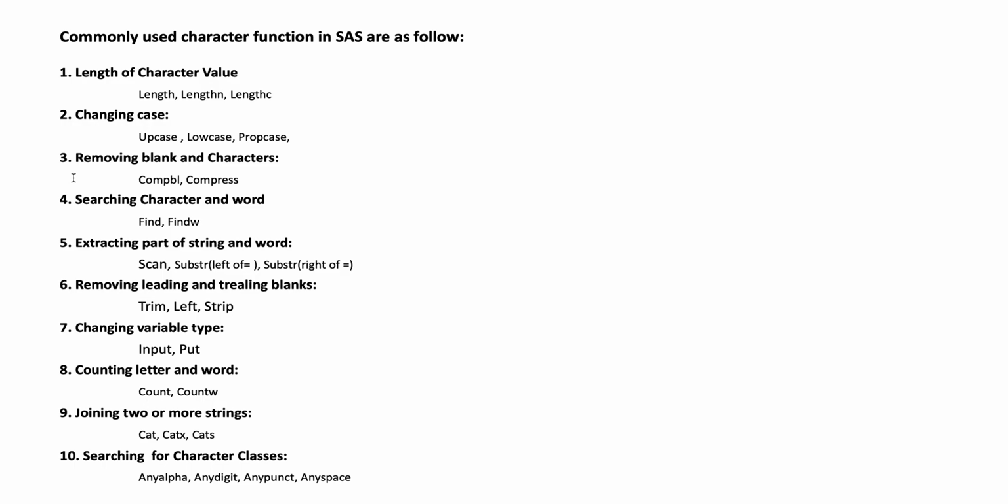Number 7. Changing variable type. Numeric to character, we use PUT. Character to numeric, we use INPUT. Number 8. Counting letters and words. To count letters, we use COUNT. To count words, we use COUNTW. Number 9. Joining two or more strings. We use CAT, CATX, and CATS. Number 10. Searching for character classes. We use ANYALPHA, ANYDIGIT, ANYPUNCT, ANYSPACE. These are the commonly used character functions in SAS. That's all about question number 14.